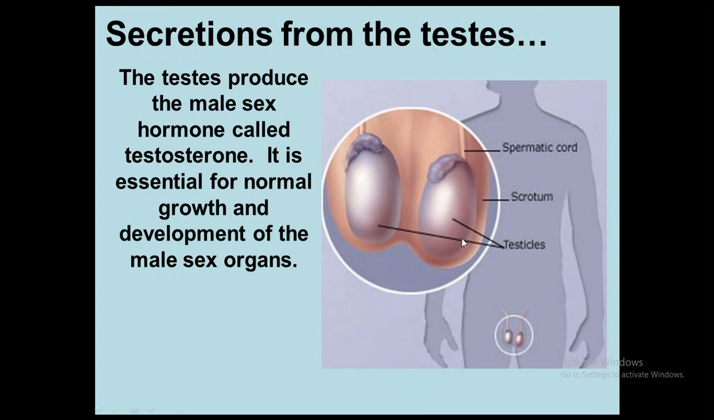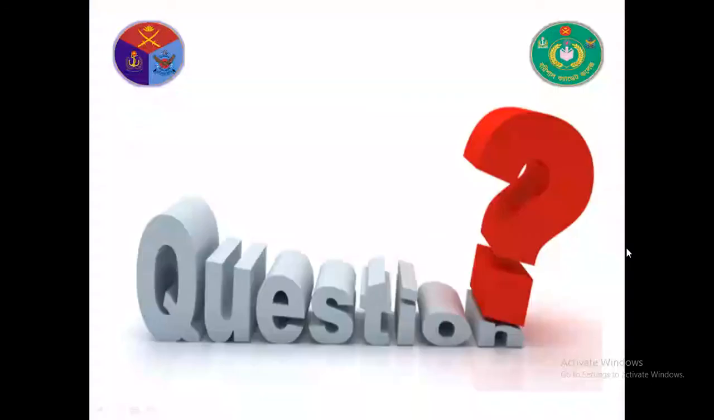This is the testicle, and the testes remain in one sac, called the scrotum. It is essential for normal growth and development of the male sex organs. So these are the male sex organs: the testes and the penis. This is the male sex organ.